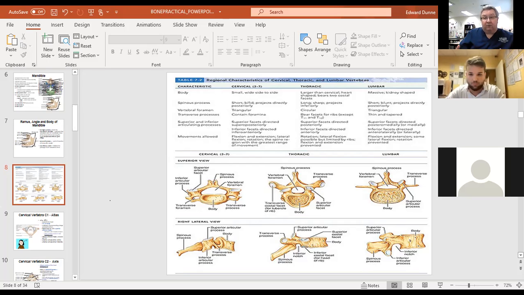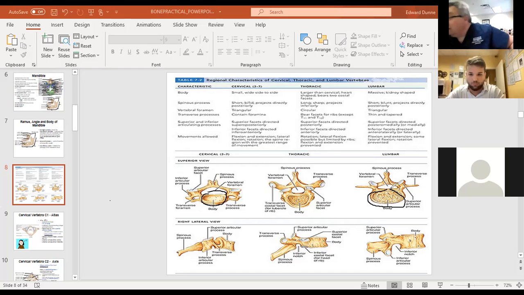The lumbar vertebra, the body is very, very thick. So if you see, let me get my pencil. So right here on the cervical vertebra, here's the cervical body right here. And here's the lumbar body right here. There's a huge difference in size. And when I show it to you, you'll see it.